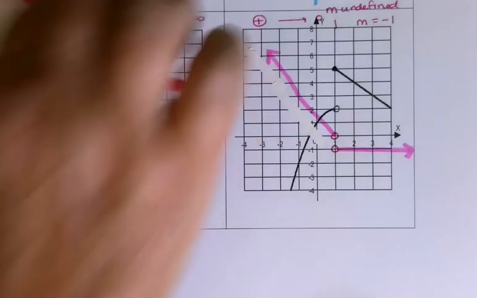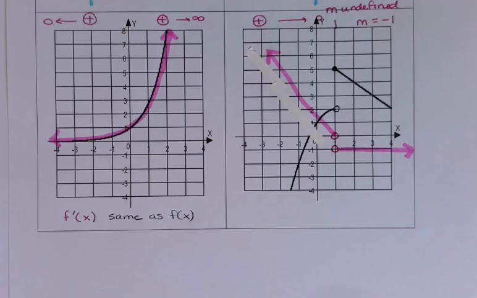All right, that brings us to the end of section 2b. Again, you're not expected to find any numerical values here, no algebraic values. You're just using the graphs themselves to determine the slopes, to determine the derivatives.